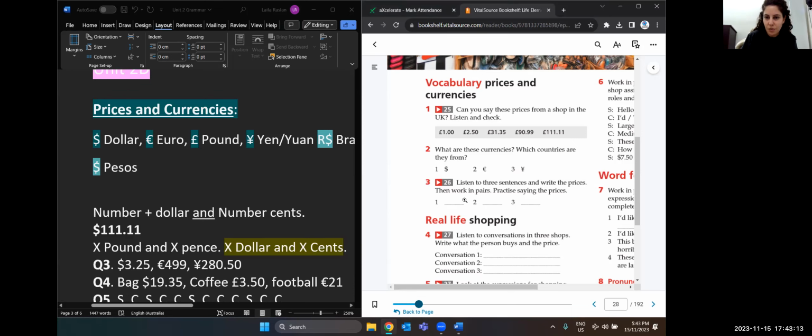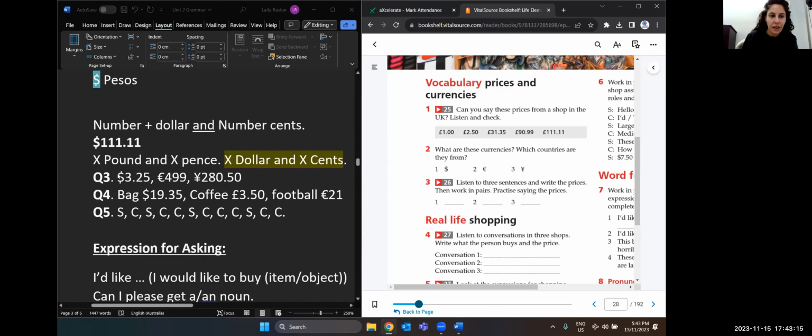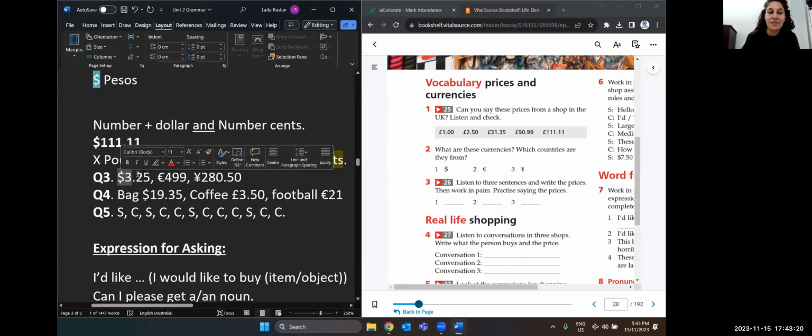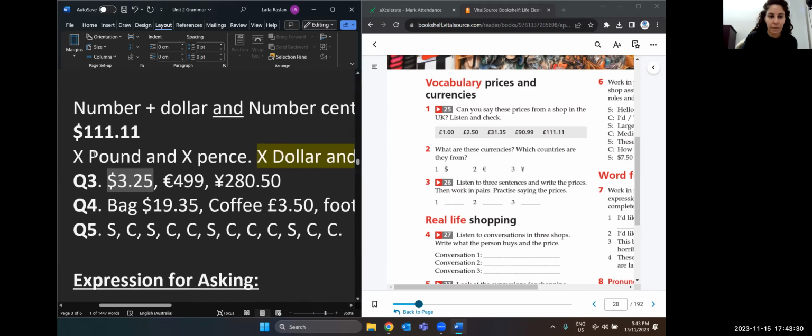Okay, so the first one is $3.25. Yep, so that's how we write it, but we need to say it as $3.25. So this one here. And the second one, what number did we hear? 499 euro. 499, because I say the number first, euro. And then I go back and say the currency.